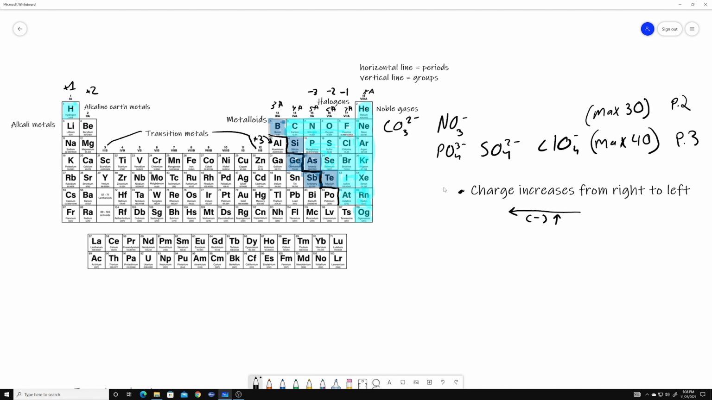Also notice that the charges increase from right to left. Here's perchlorate, 1 minus, sulfate, 2 minus, and phosphate, 3 minus. The trend goes from right to left, and the charge increases, the negative charge.